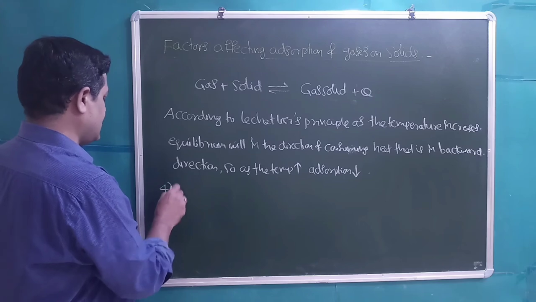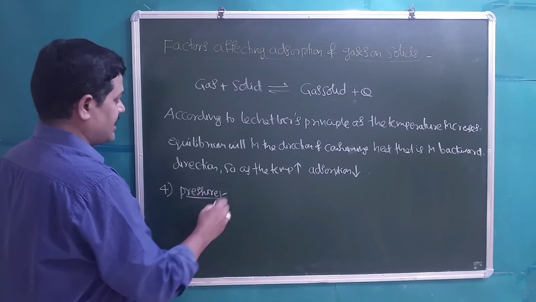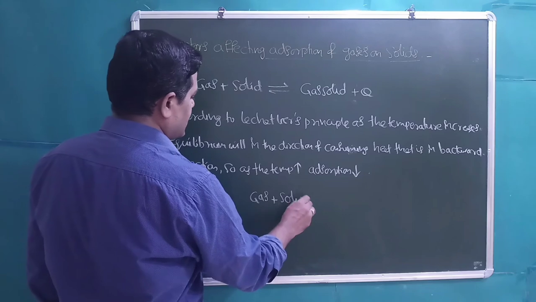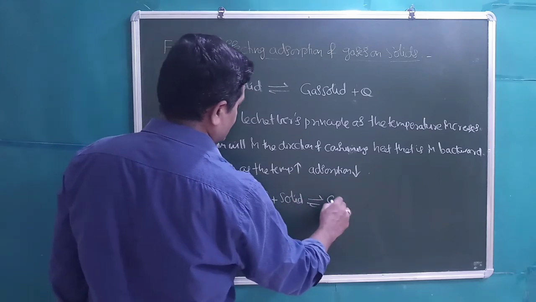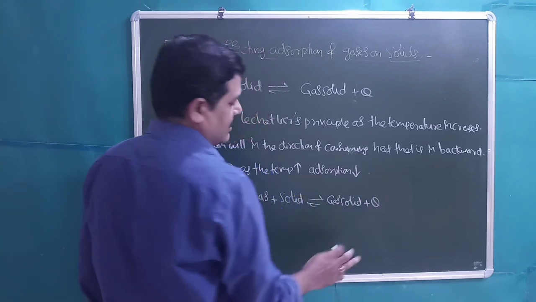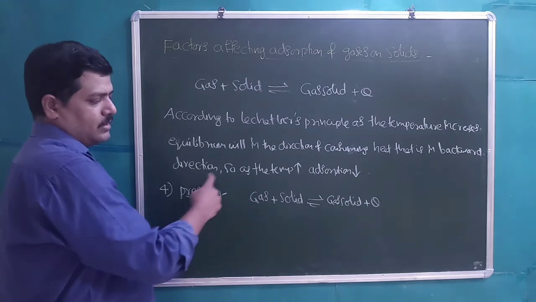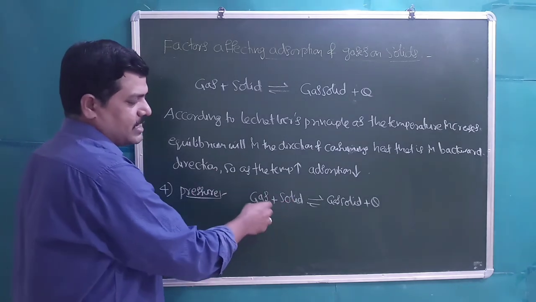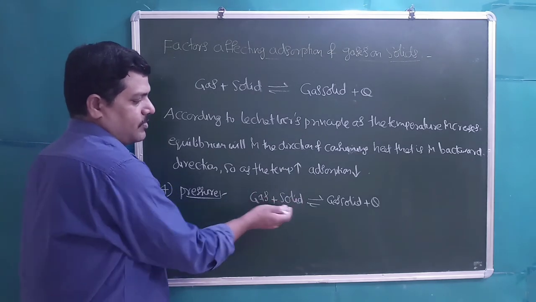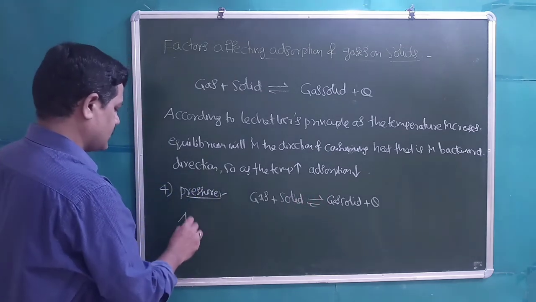And fourth factor is pressure. This also we can explain with the help of Le Chatelier's principle. Gas plus solid gives rise to gas-solid plus Q. Here heat is not required. So when we increase the pressure, equilibrium will shift in the direction of decreasing pressure. That is, the gas will get adsorbed on the solid, so it moves in the forward direction. That is, more adsorption will take place.